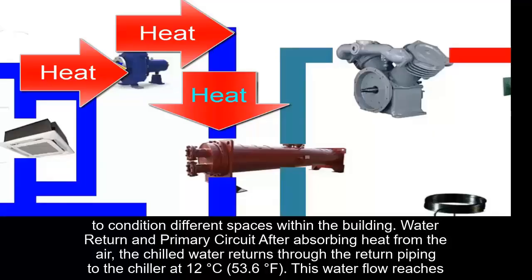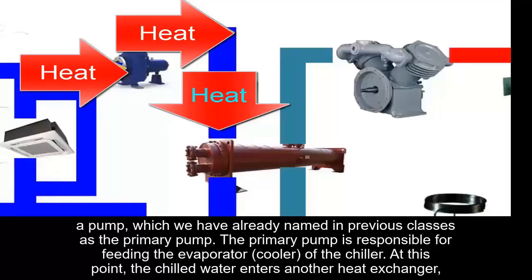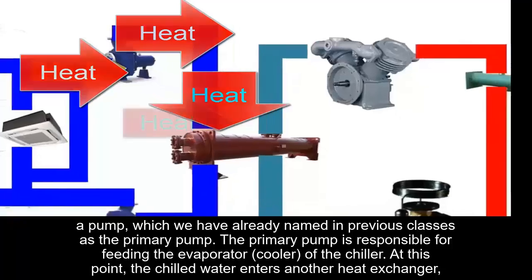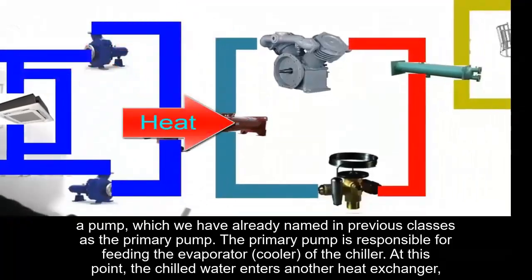Water return and primary circuit. After absorbing heat from the air, the chilled water returns through the return piping to the chiller at 12 degrees Celsius or 53.6 degrees Fahrenheit. This water flow reaches a pump, which we have already named in previous classes as the primary pump. The primary pump is responsible for feeding the evaporator or cooler of the chiller.